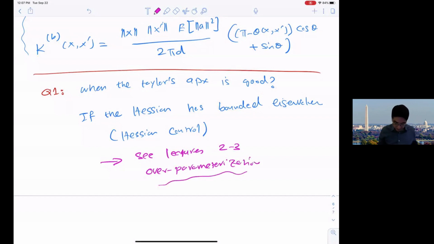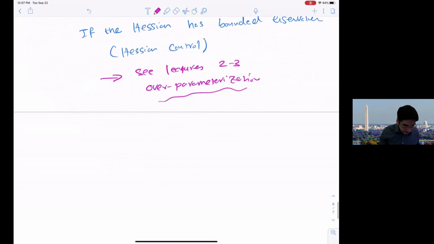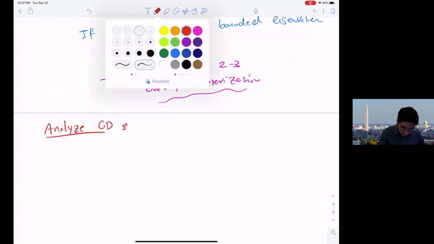So for an overparameterized model, this can be a good regime to think about this approximation. All right, so next, how can we analyze gradient descent under this NTK model? In the last 8-10 minutes, I want to explain that part as well to finish the NTK argument: how we can analyze gradient descent.